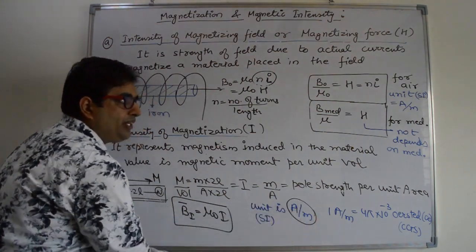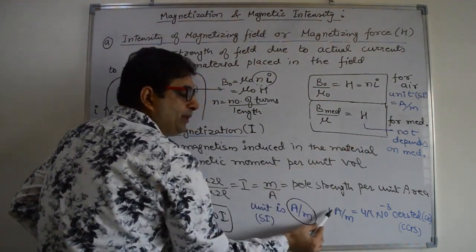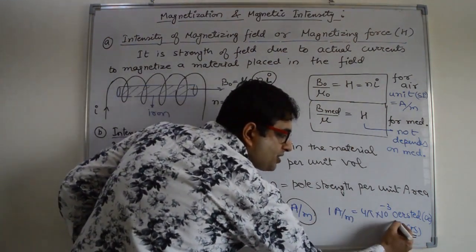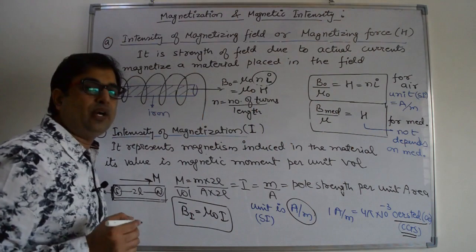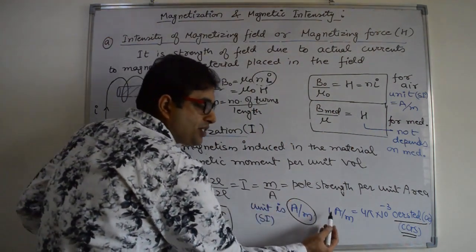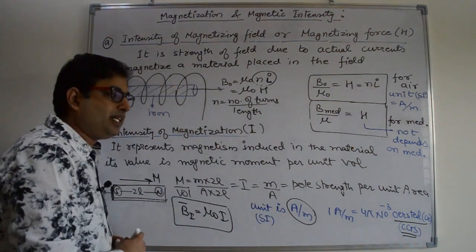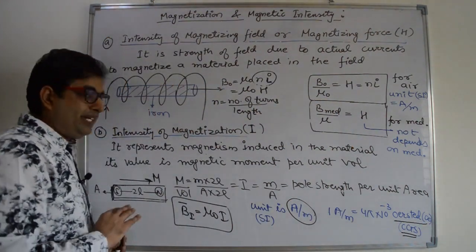Both have the same unit, ampere per meter, and in the CGS system we have one more unit, the Oersted, represented by Oe, and the relation is 1 ampere per meter is 4 pi into 10 raised to power minus 3 Oersted, right?